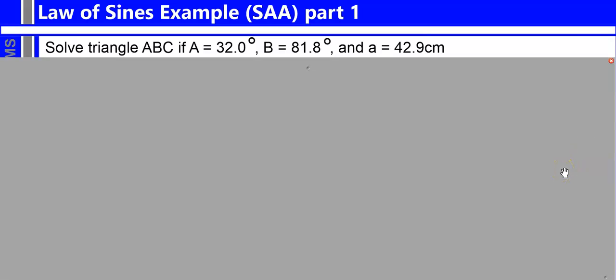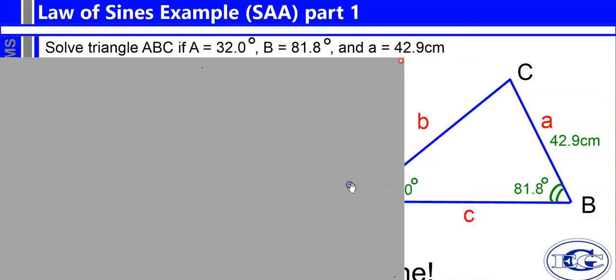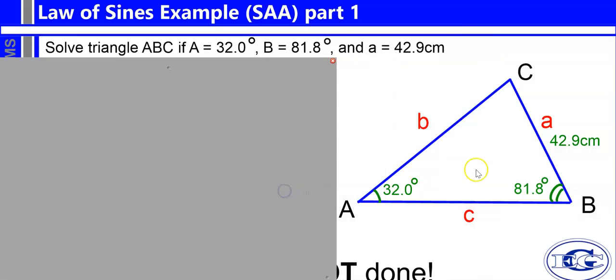First thing you always want to do is draw the triangle. So here you go. I have the triangle drawn, A, B, and C. I was told that angle A is 32 degrees. Remember, its opposite side is a, lowercase a. Angle B is 81.8. Its opposite side is lowercase b, and then C was C. I also labeled all the correct measurements that were given to me.